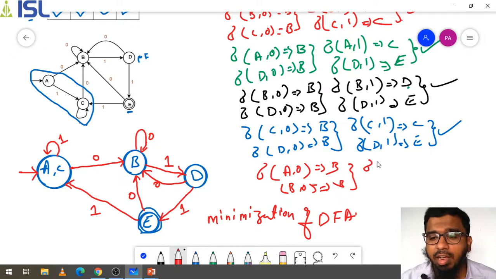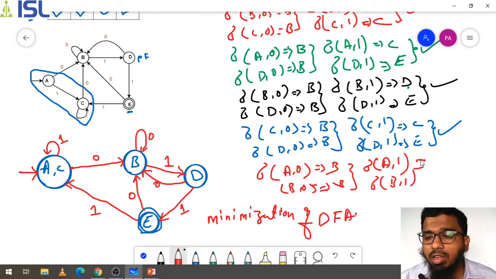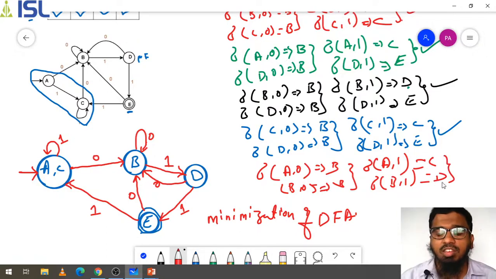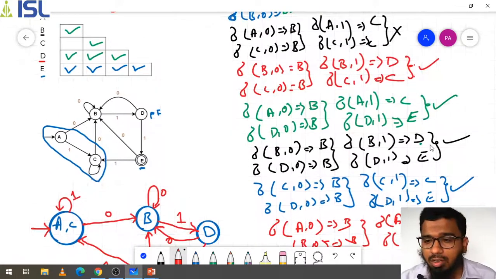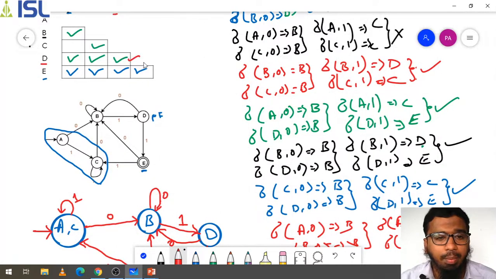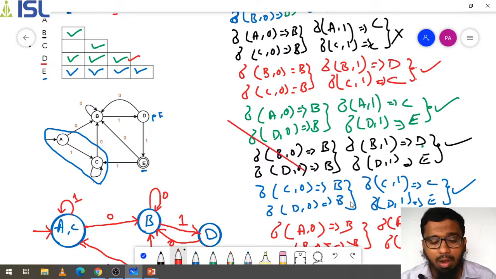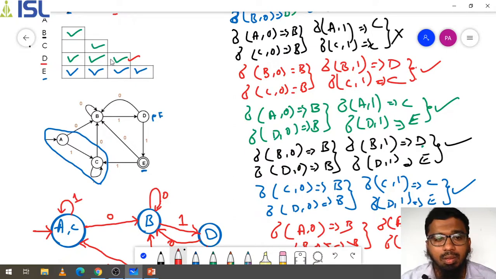Next, delta A on 1 and delta B on 1. So here we were getting C and here we are getting D. So when you get this CD, you need to check CD. It is marked here. Yes, marked. Because of that, we are making AB also marked.